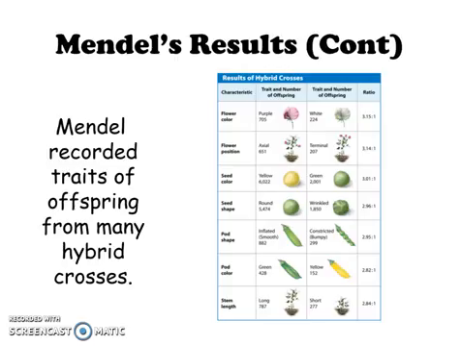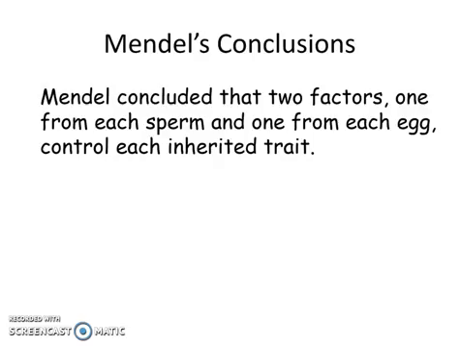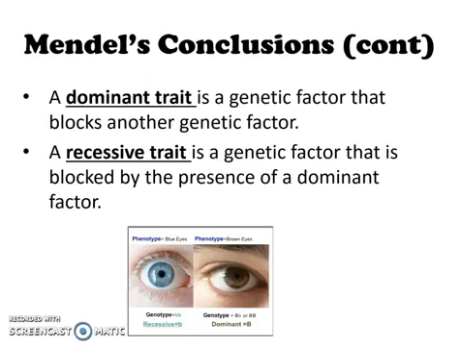Mendel recorded traits of offspring from many of his hybrid crosses. So he didn't only look at the flower color, he looked at a lot of things. Mendel concluded that 2 factors, one from each sperm and one from each egg, control each inherited trait. Interesting. Now, of these traits, one is considered dominant and one is considered recessive. Dominant is the genetic factor that blocks another genetic factor. A recessive trait is a genetic factor that is blocked by the presence of the dominant.